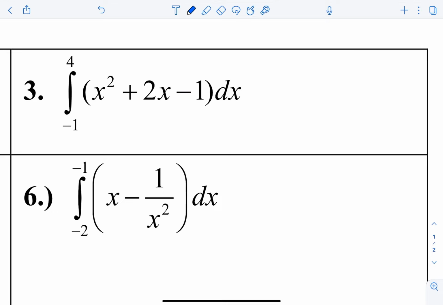So this is the 4.4 homework number 1, and I'm going to be doing a few problems from it. So let's start with question number 3. We're taking the definite integral from -1 to 4 of x squared plus 2x minus 1.